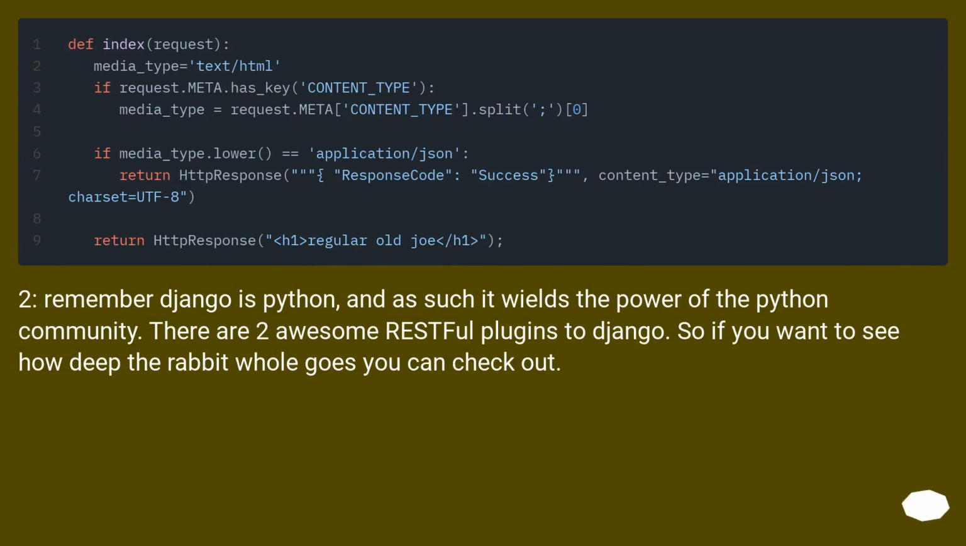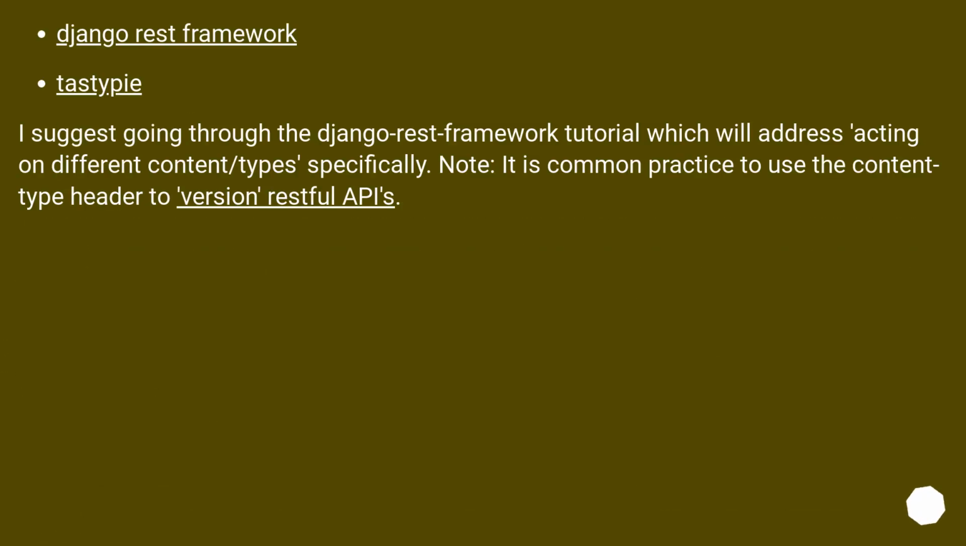Two, remember Django is Python, and as such it wields the power of the Python community. There are 2 awesome RESTful plugins to Django. So if you want to see how deep the rabbit hole goes, you can check out Django REST Framework, Tastypie. I suggest going through the Django REST Framework tutorial, which will address acting on different content types specifically. Note, it is common practice to use the content type header to version RESTful APIs.